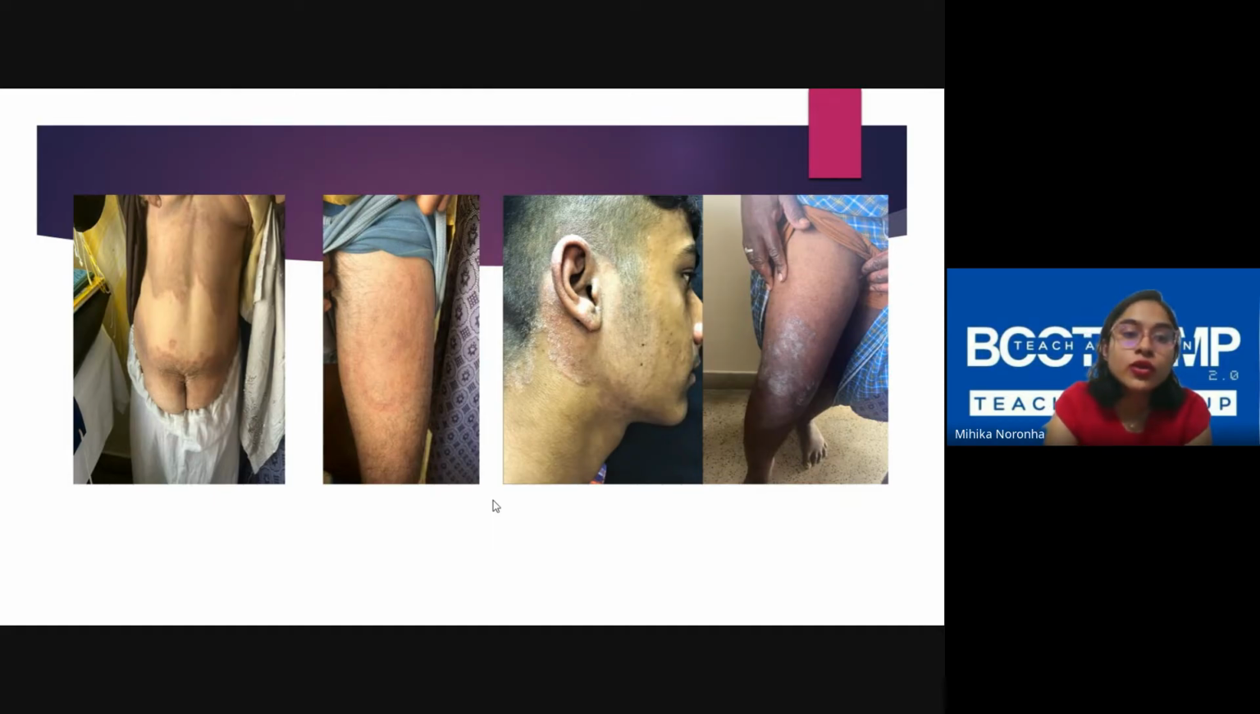So over here, if you look, there are annular, scaly plaques, most of which are showing central clearing.